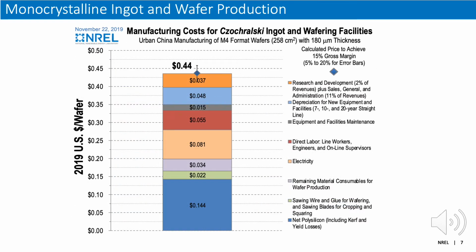So here are the total costs for monocrystalline wafer production and the estimated minimum sustainable price. Our wafer cost model was recently updated to model production of M4 format wafers, which are larger than the M2 format wafers that were previously used for the past 5 years or so, but the industry is now transitioning to M4. There are economies of scale across many cost categories when producing, processing, and assembling modules from larger wafers.